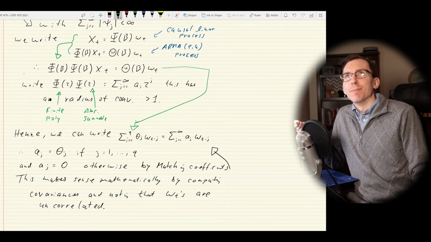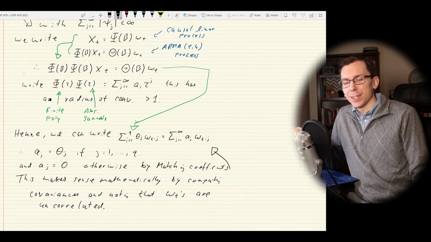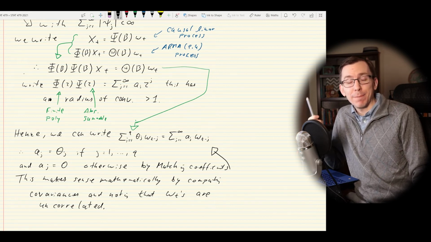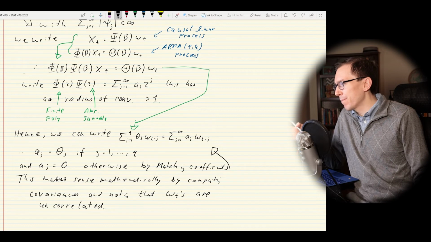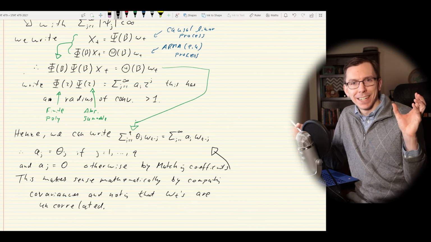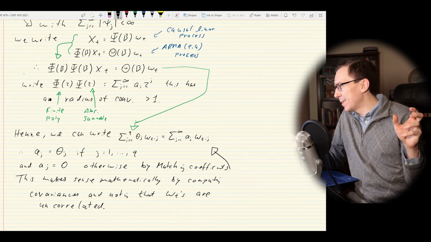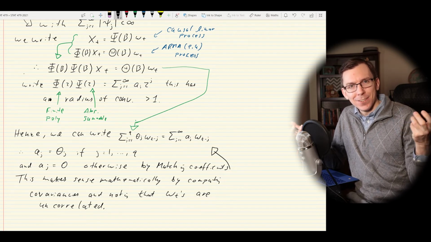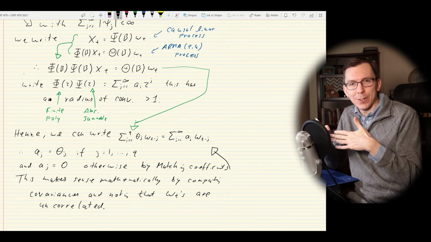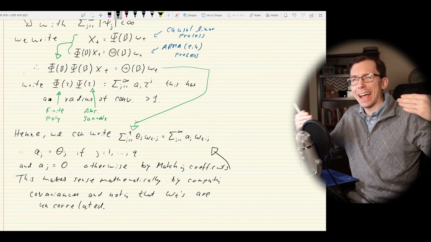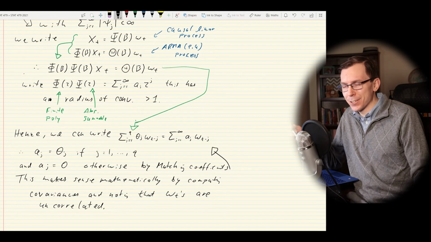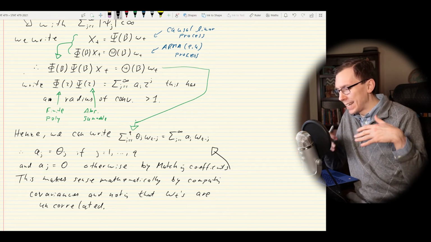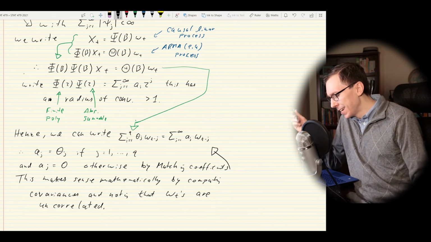A better intuition would be to note that all the W's, the white noise pieces, are uncorrelated. So if I have a WT minus J that has a theta in front of it, and I have a WT minus J with an A in front of it, those things have to be the same because all the other terms are not going to interact with it in the sum because they're uncorrelated.